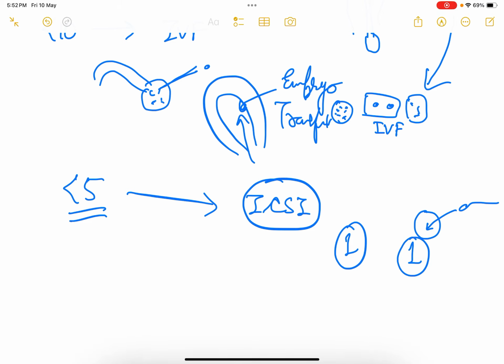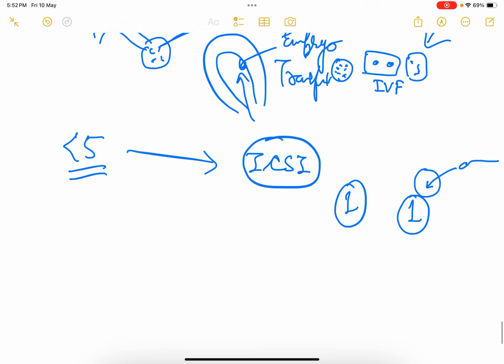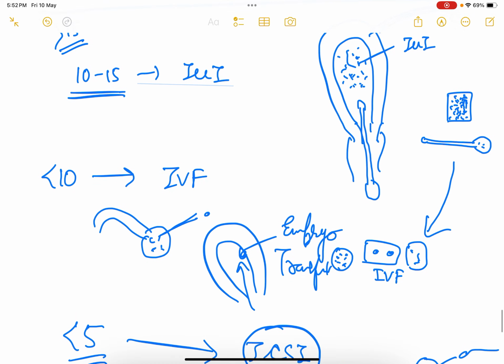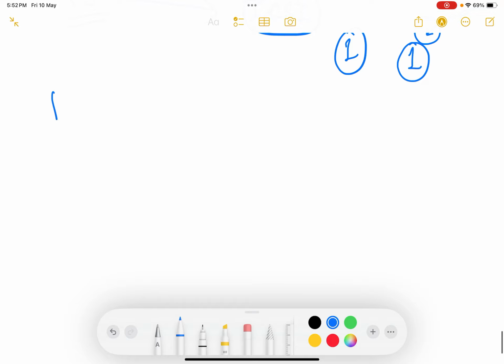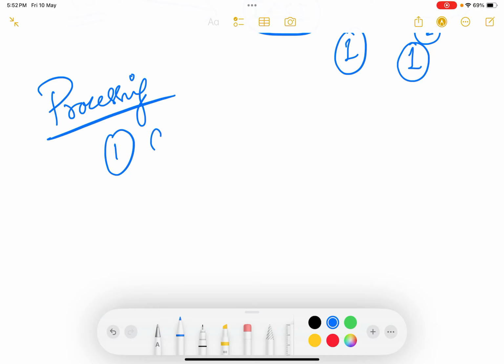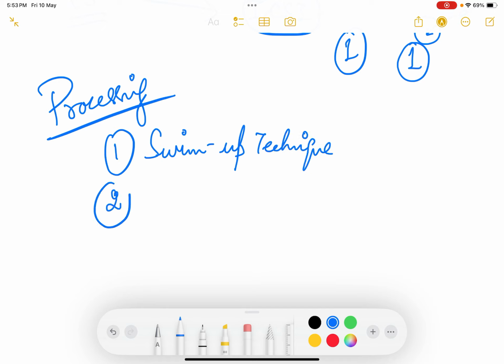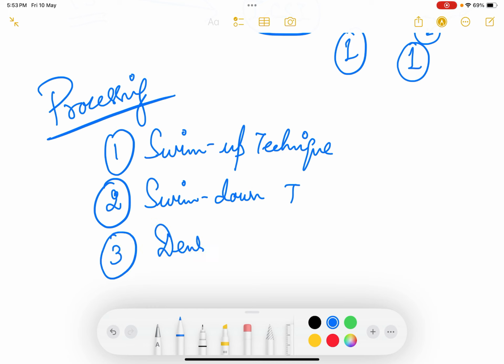So this is the most advanced form of fertility treatment, but it is very costly. So all patients cannot undergo this. Now for processing of sperms, whenever you do IUI or IVF or ICSI, your sperm should be concentrated and should be processed. So for processing of sperms, basically you have swim up technique, okay. Then you have swim down technique, and the best one is density gradient technique.